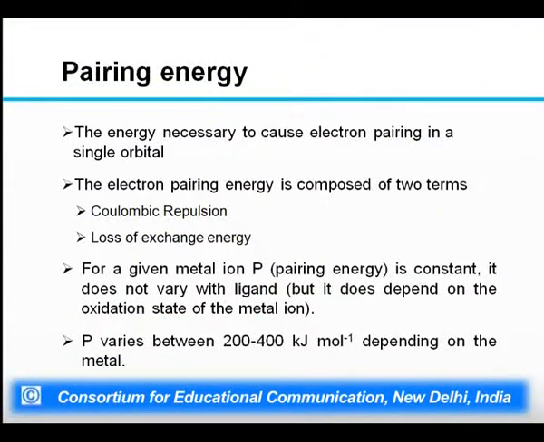Next, we will learn how to fill up the electrons in the d orbitals of the metal in an octahedral complex. But before that, I want to introduce a term called pairing energy. Now, what is pairing energy? Suppose I have two unpaired electrons with parallel spin present in degenerate orbitals. If I have to spin pair them in one orbital, I would need to spend some energy. That energy is called the pairing energy.